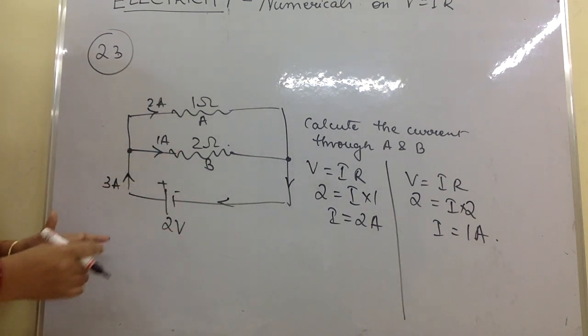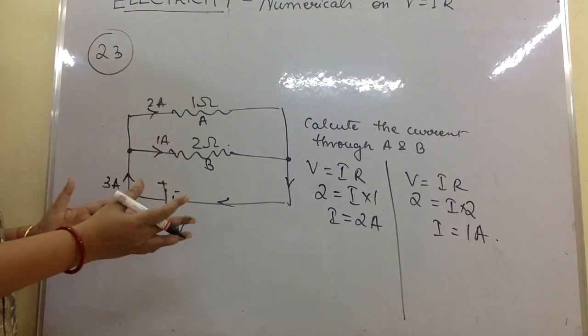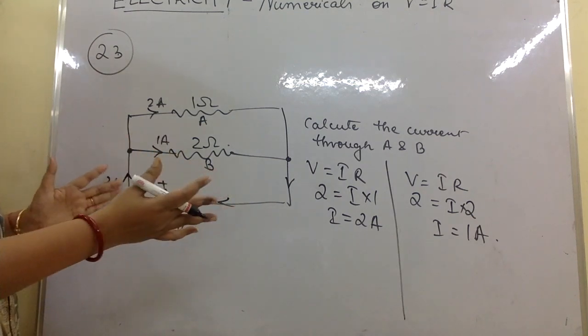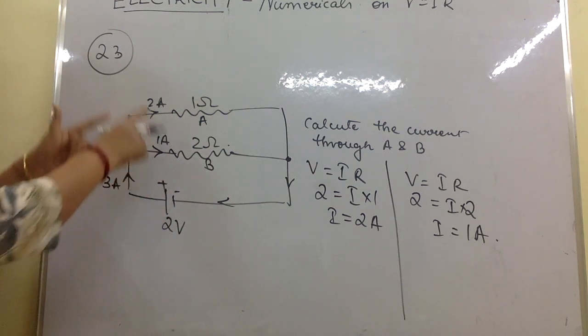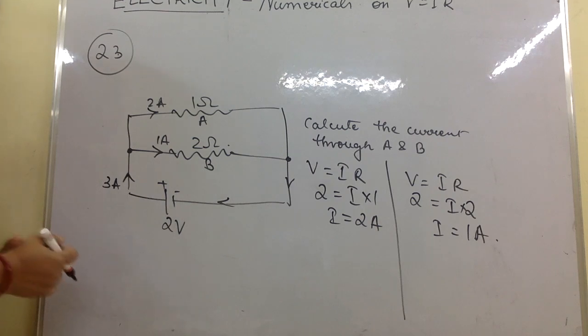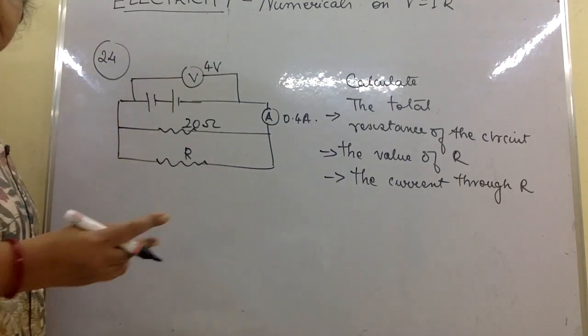So before this we did a sum which had a series connection. In that series connection we had different voltages, different potential difference for the two resistors. In parallel connection, the potential difference is the same for both the resistors. Okay, so this is the sum.